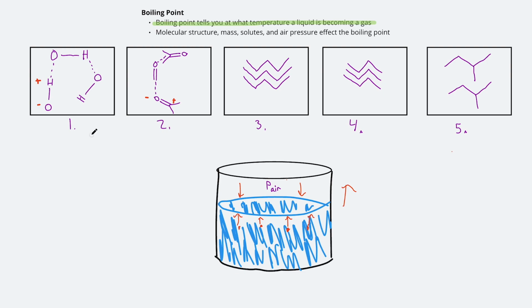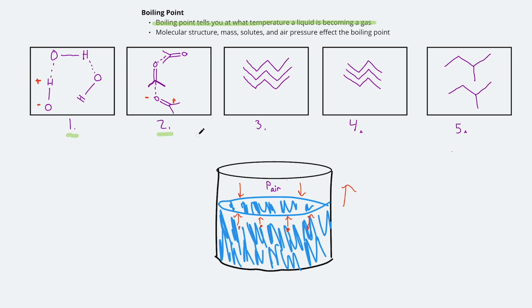These 5 images are in order of highest boiling point to lowest boiling point, and they all show us something different that contributes to the boiling point of a substance. The first one is hydrogen bonding. Hydrogen bonds will result in the highest boiling point because those are really strong intermolecular interactions, so your molecules need a lot of energy to overcome those interactions and become a gas.